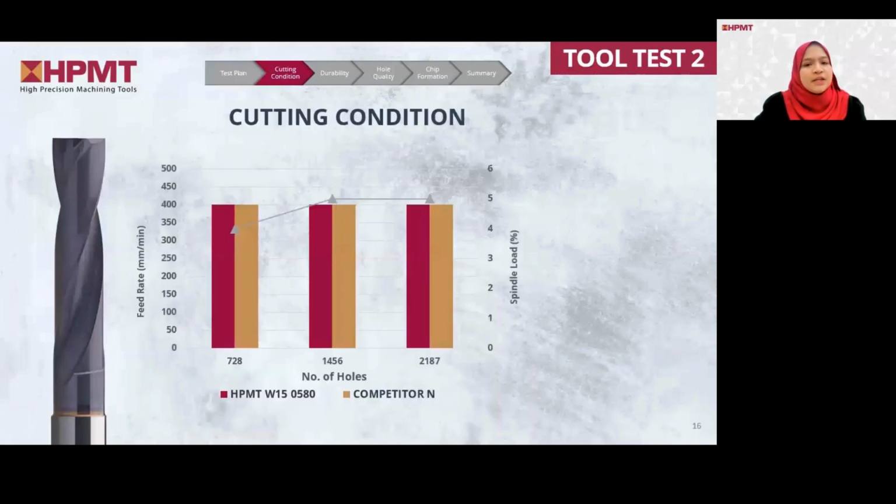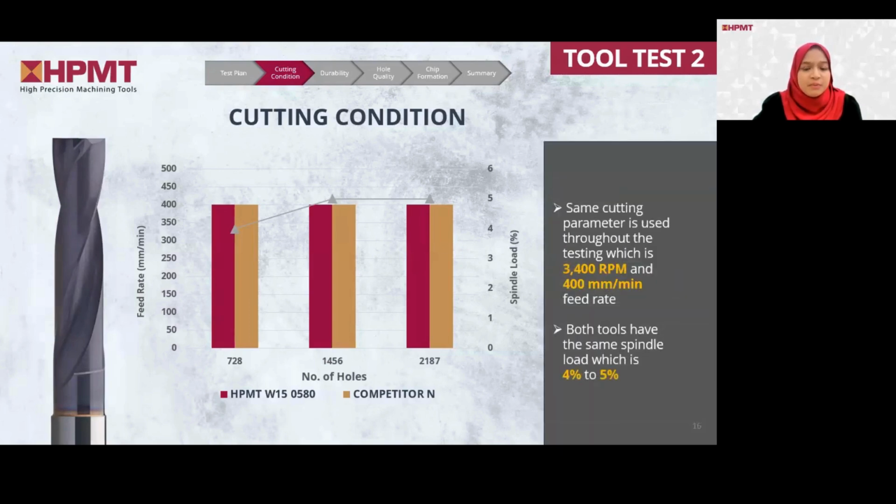So here is the cutting condition throughout the testing. The same cutting parameters will be maintained throughout the testing, with a cutting speed of 3,400 RPM and a feed rate of 400 mm per minute. Both tools show similar spindle load, consistently ranging from 4% to 5% until all holes were drilled.